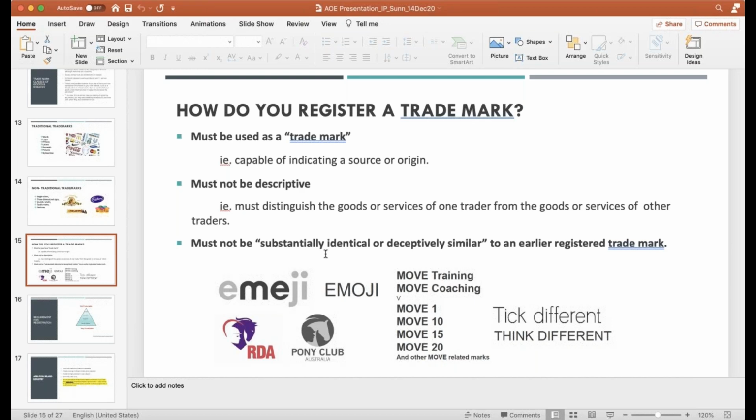Substantially identical is more around the visual appearance, and deceptively similar can move into the phonetics as well. So such as these two, they sound quite similar, so they may be deceptively similar. These two here, if you look at the actual logos, they're very, very similar, so they would be substantially identical.